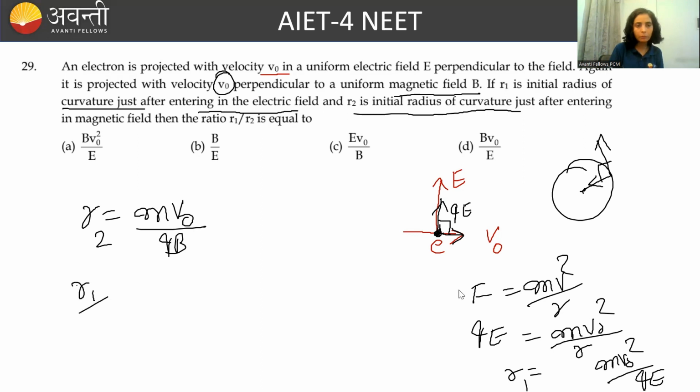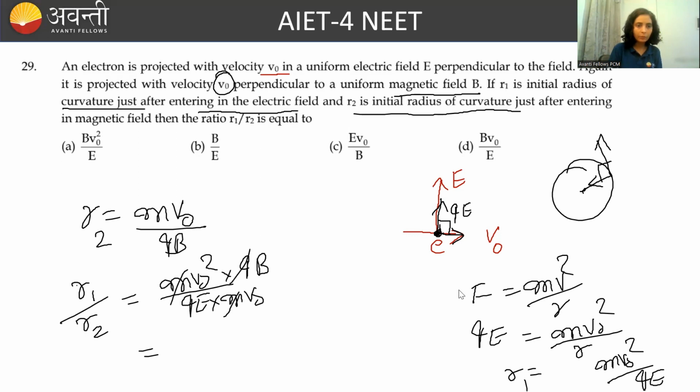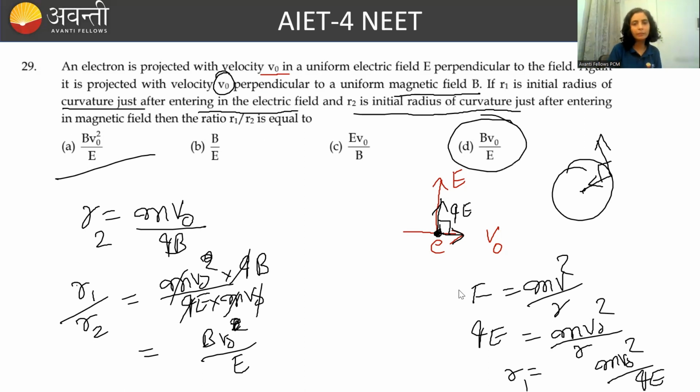R1 by R2 will be what? So take out R1 by R2: mv0 square by qE into mv0 by qB. What answer are we going to get? We are going to get Bv0 square by E. So what should the correct answer be? Bv0, no, there is one v0 also here, so one v0 will get cancelled. So it will be Bv0 by E. So the correct answer will be D.